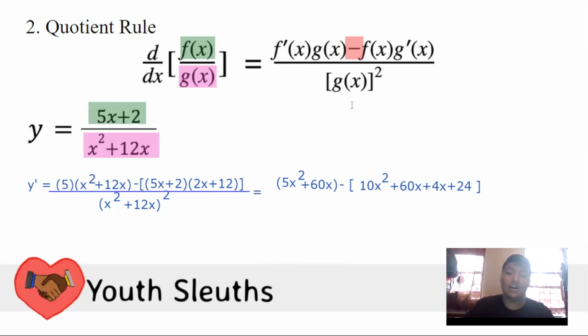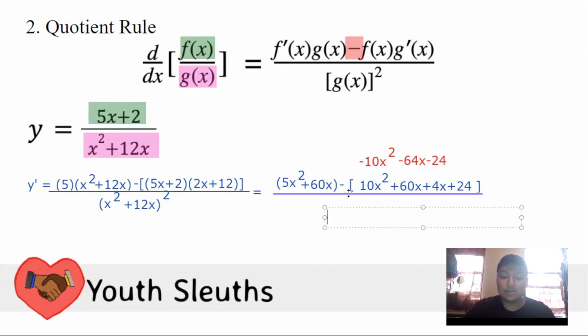So now that we have that, on top here, we'll just distribute the negative so that we don't forget it. So we have negative 10x squared. 60x plus 4x is 64x. And then 64x times the negative would be negative 64x. And then the 24 distributed by the negative 1 is negative 24. And we shouldn't forget that our denominator stays the same. So we just bring it over.